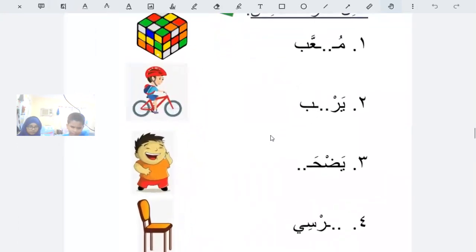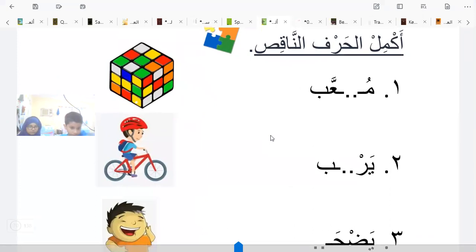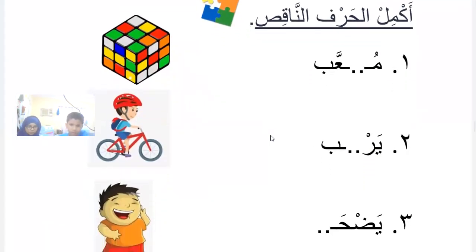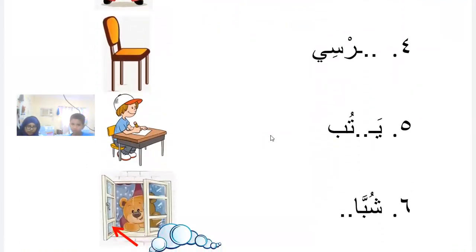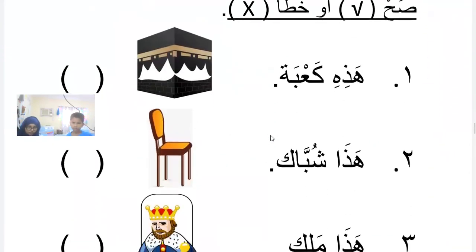Complete the missing letter. Yes. Mukaab. Yarkabu. Yes. Yadhaku. Kursi. Good. Yaktubu. Shubak. Good. Correct or wrong?